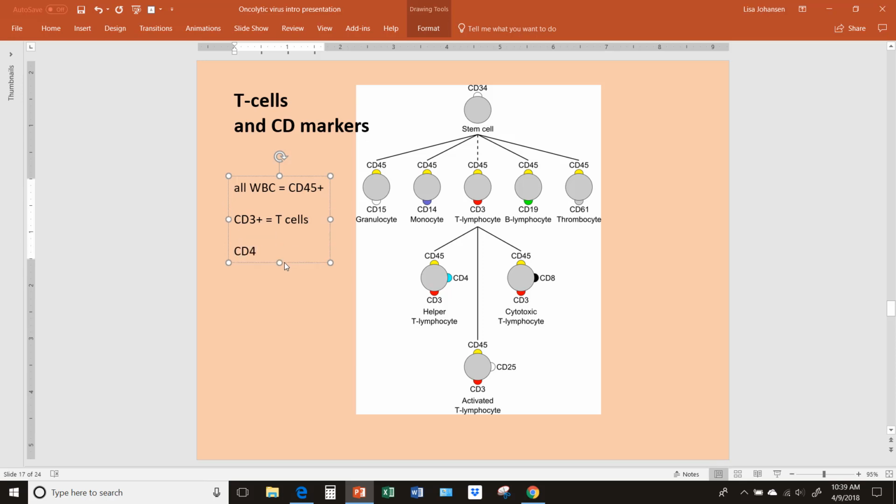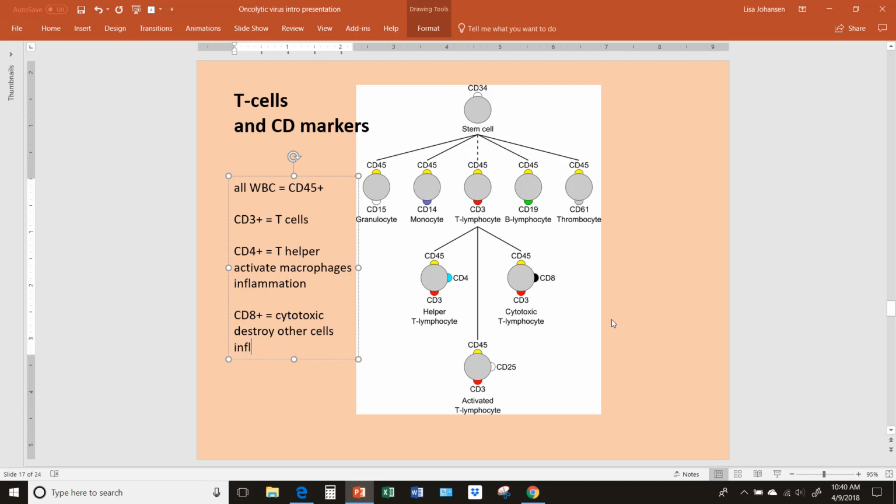When they talk about CD4 positive cells, those are your T helper cells, and those activate macrophages and increase inflammation. Then they're going to talk about CD8 positive cells. Those are your cytotoxic T cells. See, it's over here. Those destroy other cells, but they can also increase inflammation by releasing cytokines.